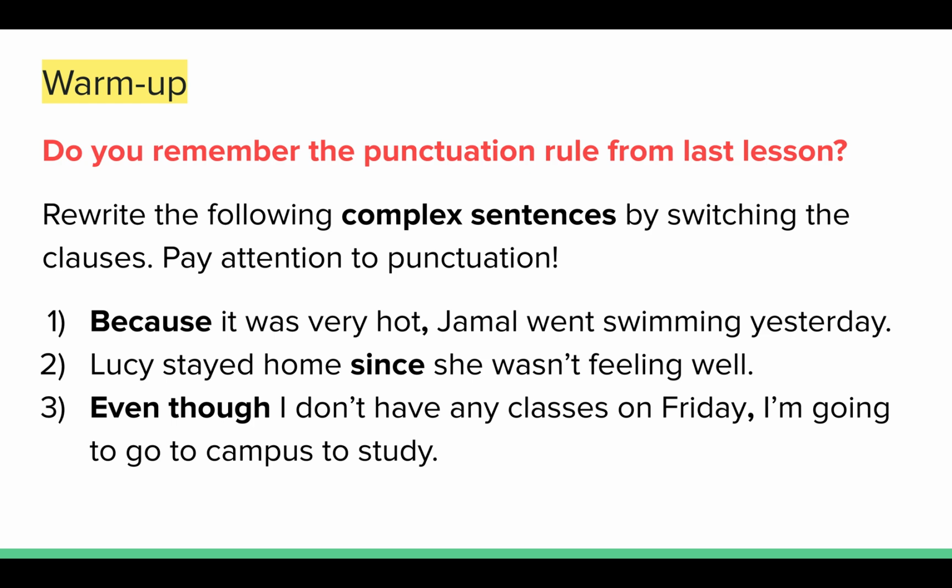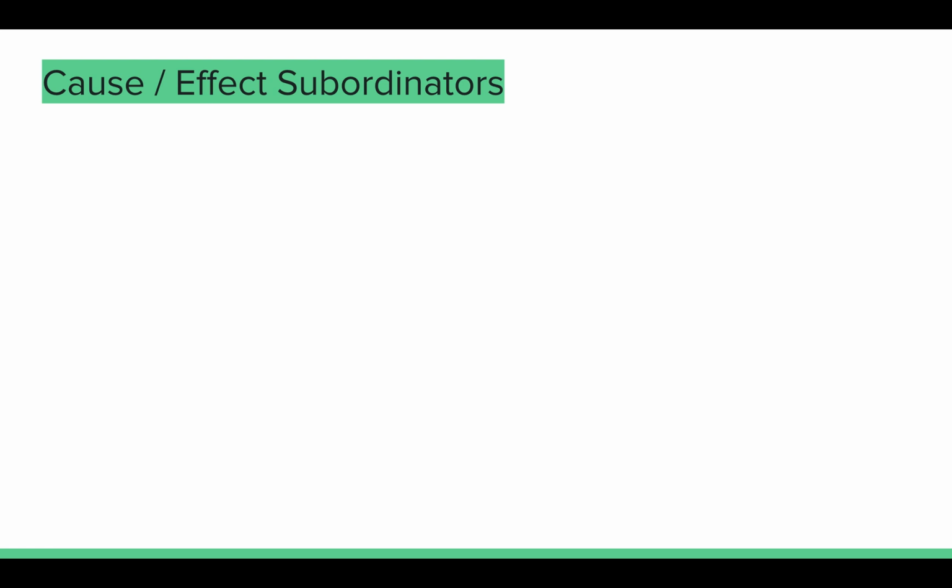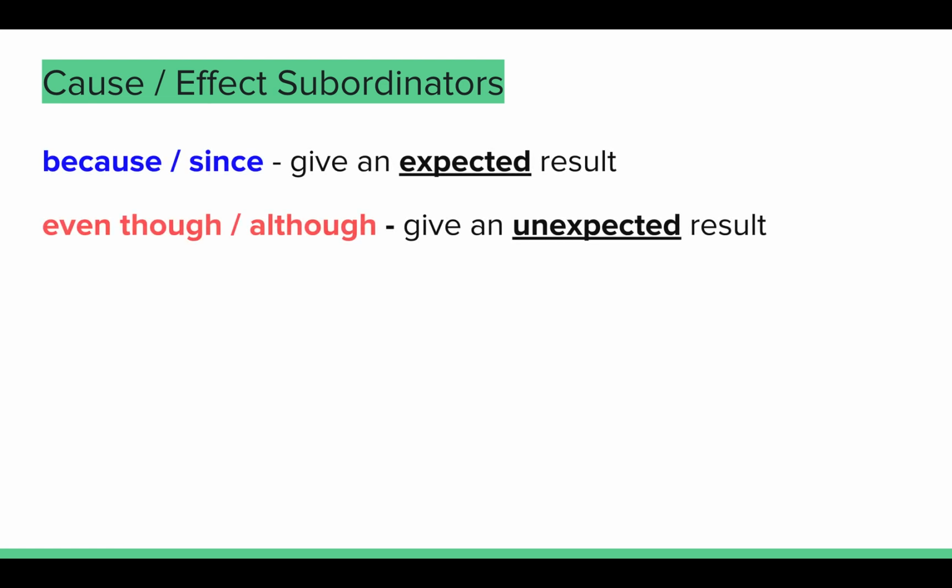Now let's get started by talking about the focus of this lesson, which is subordinators. We're going to talk about a few different subordinators in this lesson. Remember that subordinators are the words that connect the 2 clauses, and they're the words that show the relationship between the 2 clauses. The first ones we'll look at are cause and effect subordinators that show cause and effect.